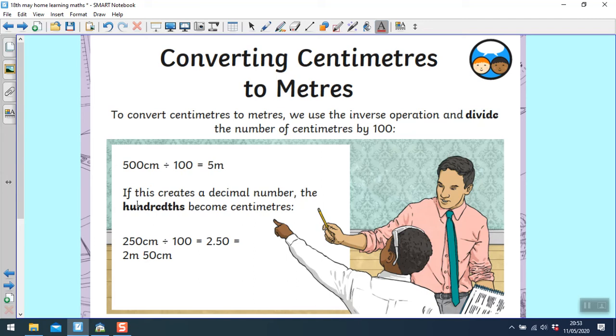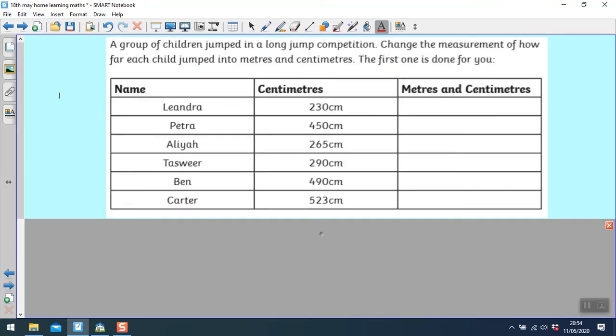If this creates a decimal number, like this below, we don't say 2.5 at this stage, we just call this bit centimetres and this bit metres. So 250 centimetres divided by 100 is actually the same as 2.5, but we're saying the 2 is 2 metres and the 50 is 50 centimetres. So use that to fill in the box.